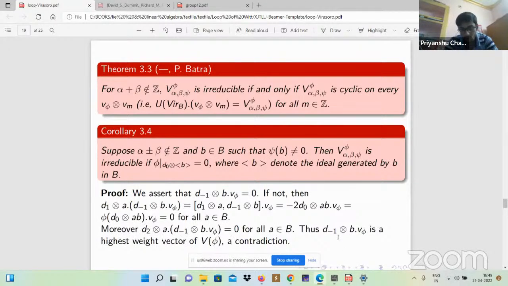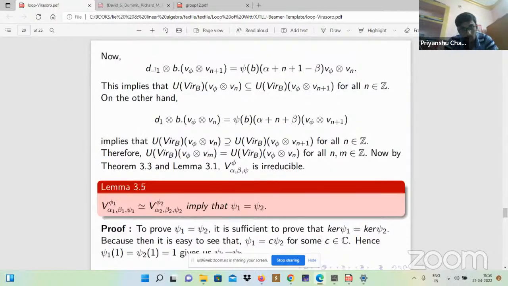Therefore, we have that D_{-1} ⊗ b · φ is actually a highest weight vector for V^φ, but it can't be, because the highest weight space for V^φ has only dimension 1. So all the vectors of D_{-1} ⊗ b · φ will shift towards the negative side of V^φ. Now, D_{-1} ⊗ b · φ ⊗ v_{n+1} equals this. After computing this action, this will equal ψ(b)(α plus n plus 1 minus β) φ ⊗ v_n. From this, it is easy to see that U(Vir) of φ ⊗ v_n is actually a subset of U(Vir) of φ ⊗ v_{n+1} for all n in J.